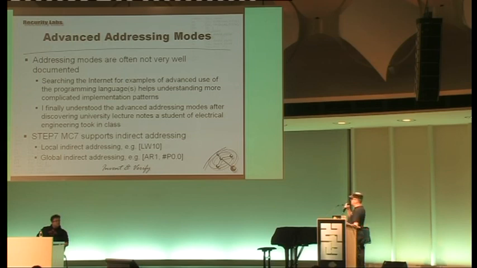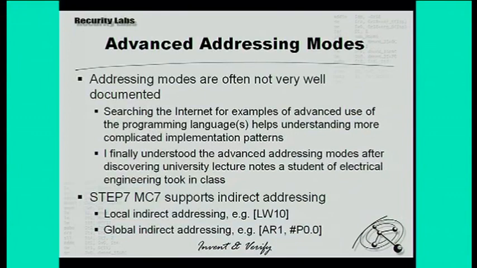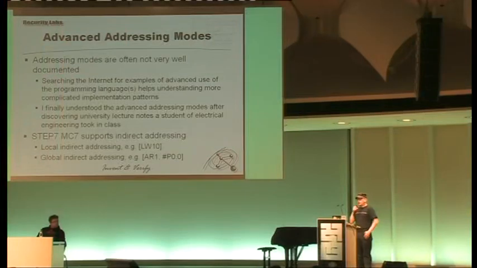So the MC7 in Step 7 actually has local indirect addressing, so you can use a local variable and use that as an offset, so to say. Yeah, so it's relative. That was the word I was looking for. And then global indirect addressing, where it actually has an address register AR and a pointer to it, and then you have the same as you know from the Intel platform, where you can have a register and an immediate offset.